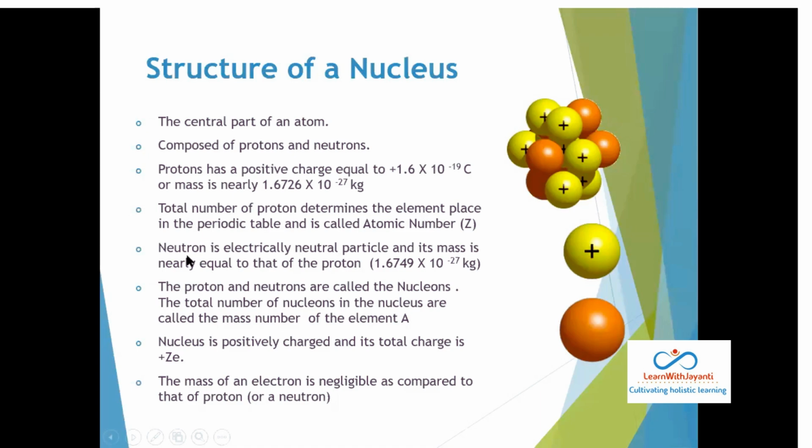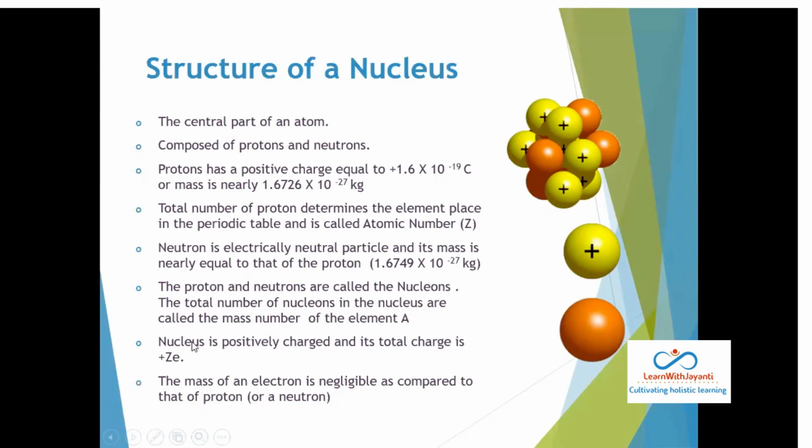Okay. So neutron is electrically neutral particle. Its mass is 1.6749. If you check the mass of a proton and the mass of a neutron, it is somewhat similar: 1.6726 and this is 1.6749 into 10 to the power -27 kg. Now the proton and the neutrons together, they are called nucleons. So the total number of nucleons is deciding the mass number of the element, A.